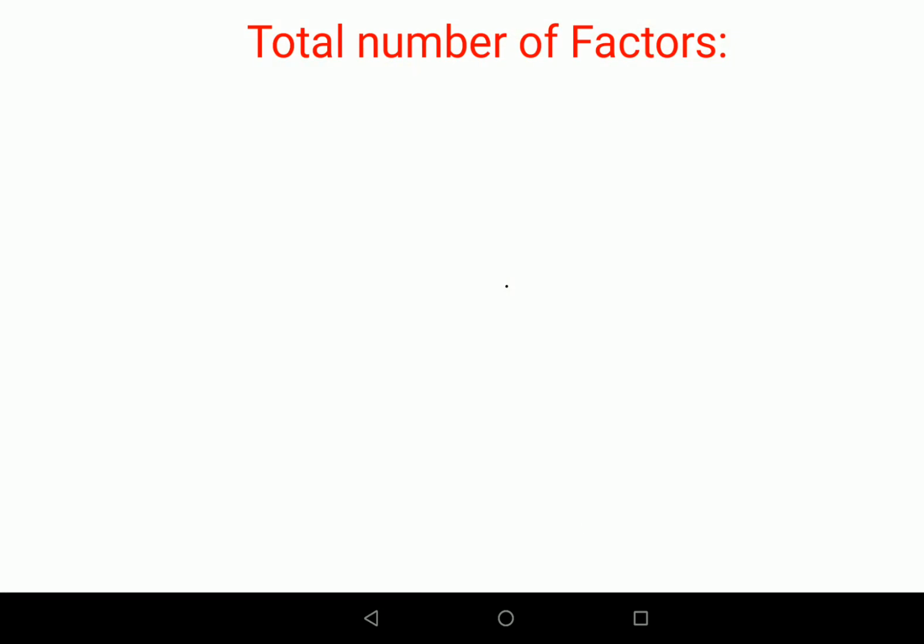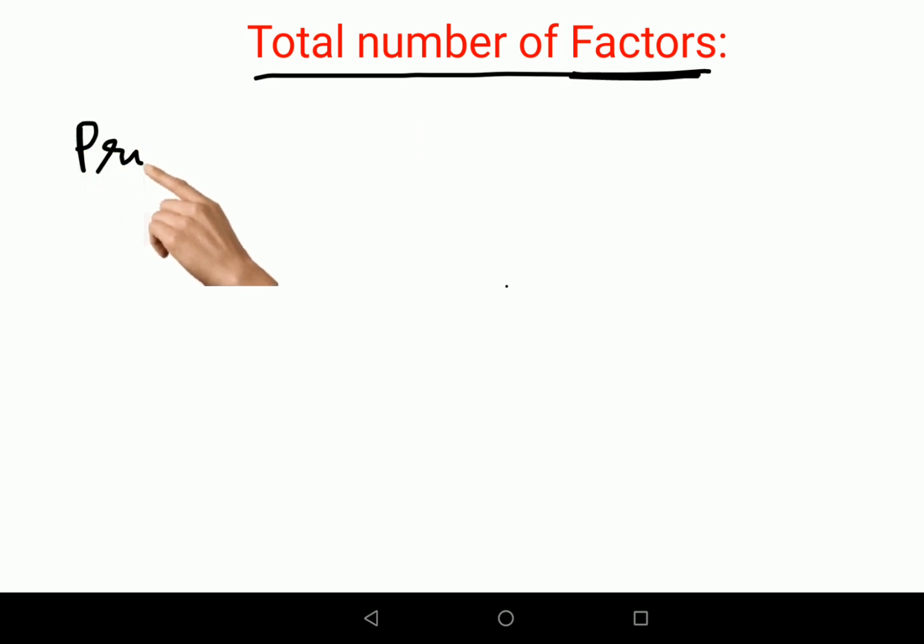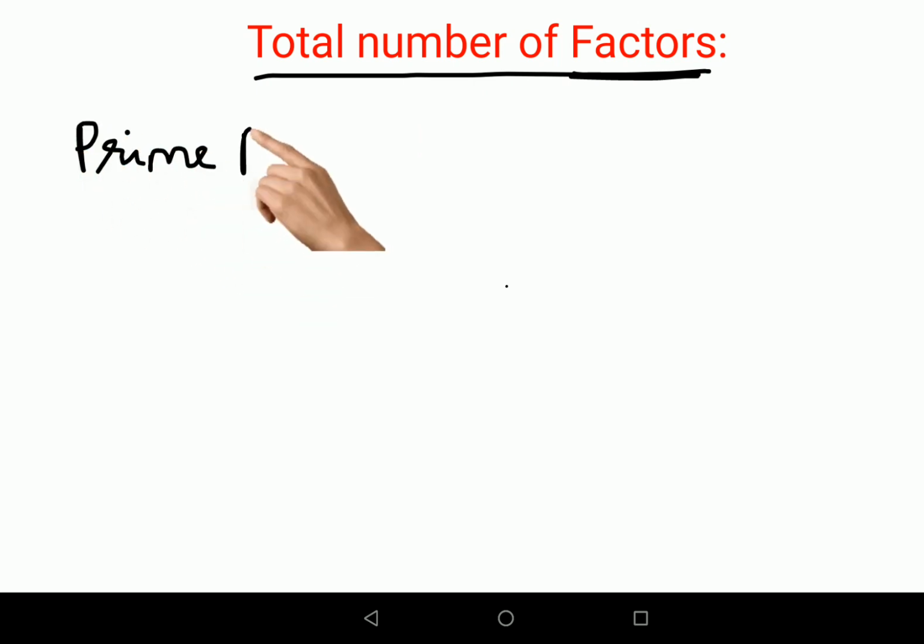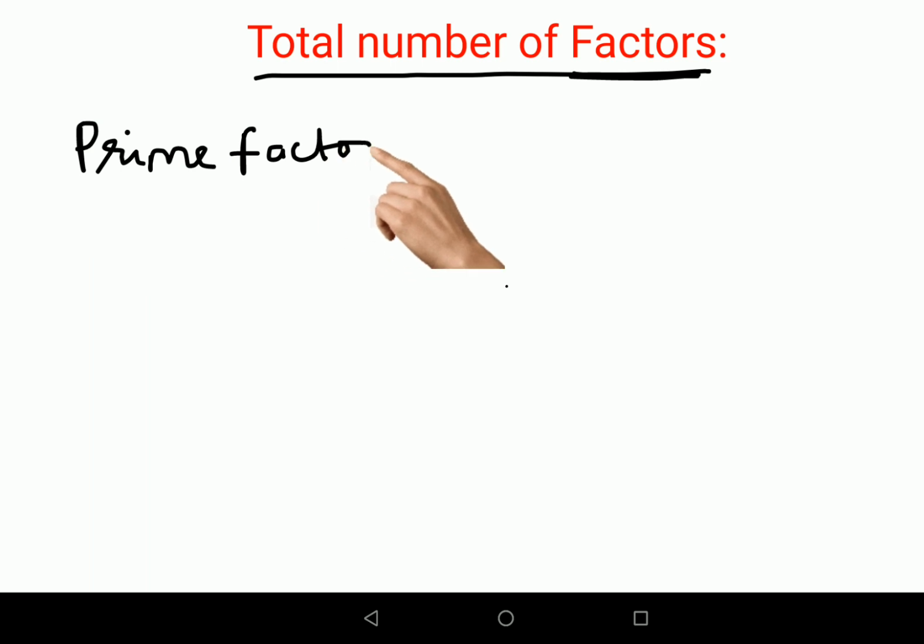Welcome everyone. Today I'm going to show you a trick with which you will be able to find the total number of factors of any given number literally in seconds. But first, let's understand that in order to find the total number of factors, you need to make sure that you find the prime factors. Okay.